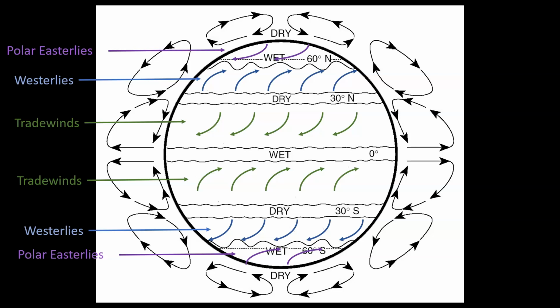These large circulation cells and wind belts we just discussed are responsible for much of the climate of a particular location. They are the reason certain biomes exist where they do, and they also play a large role in the weather that occurs in our daily lives.